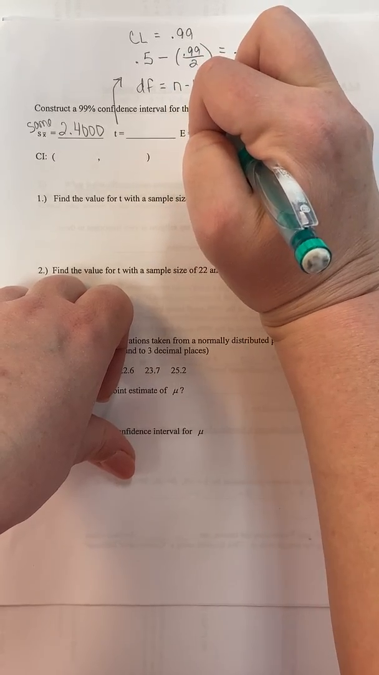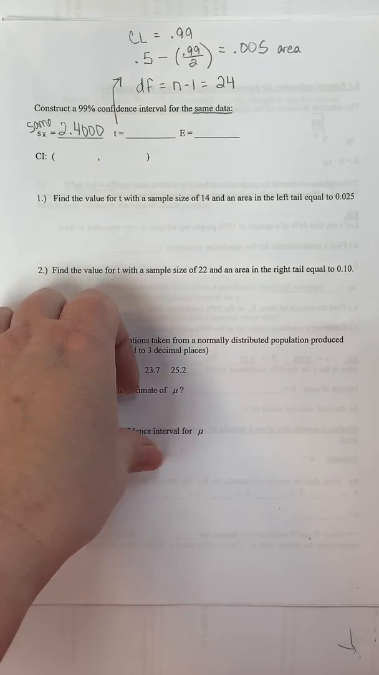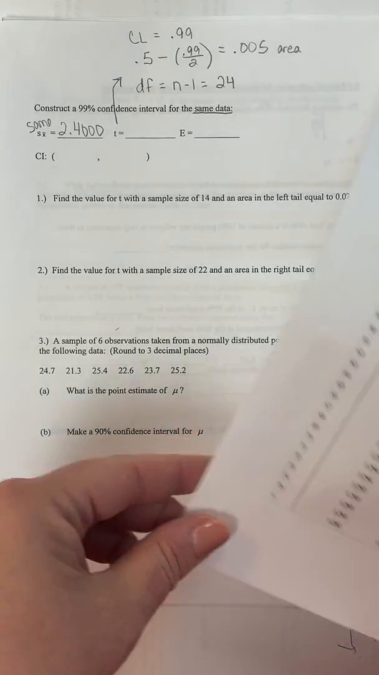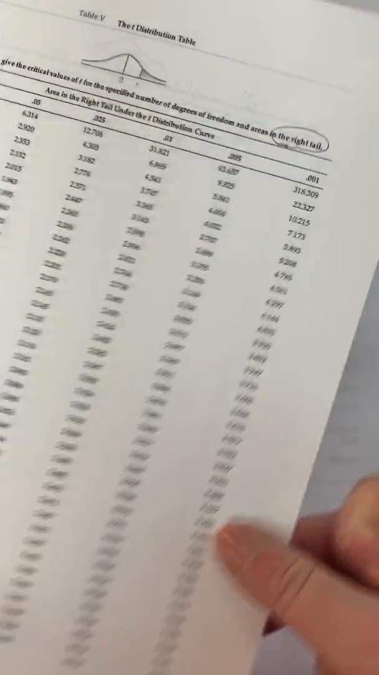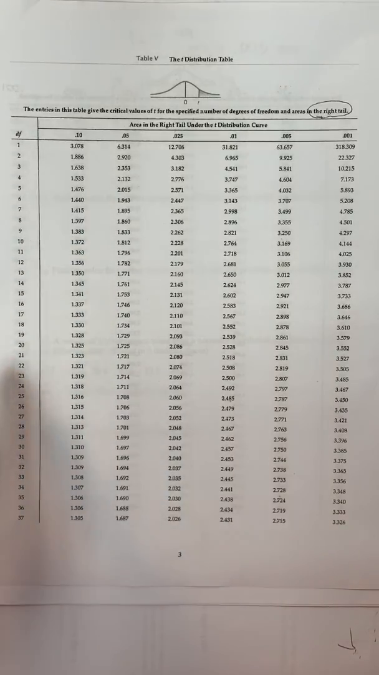So N was 25, 25 minus 1, 24. So that did stay the same. Okay, let's go to our chart and let's find our T. So turn it back over here. Okay, degrees of freedom did not change.